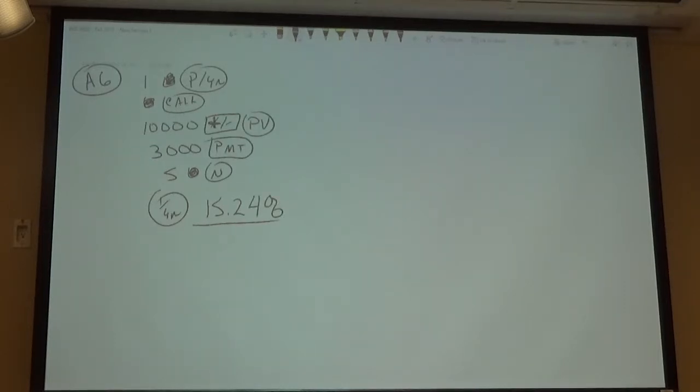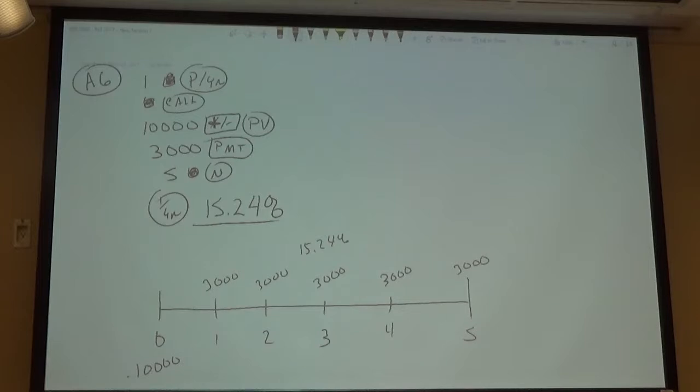Okay, 15.24%. Now, looking at this for just a second, we'll map it out here just to illustrate what's going on, because this one is going to matter in just a second. All right, he's paying $10,000 here. He's getting back $3,000. And it ends up being a 15.24% rate of return. Okay, that makes sense, yes? Okay, everybody's cool with that.